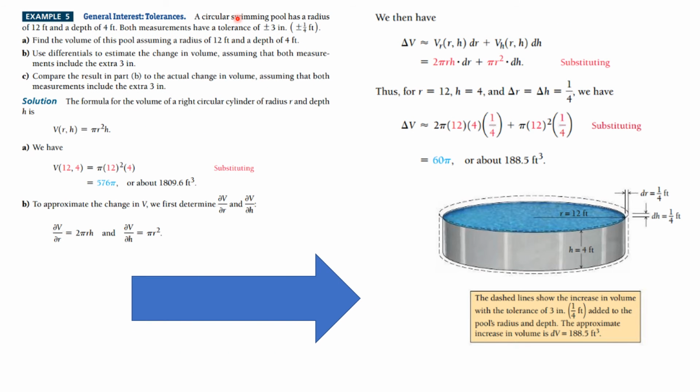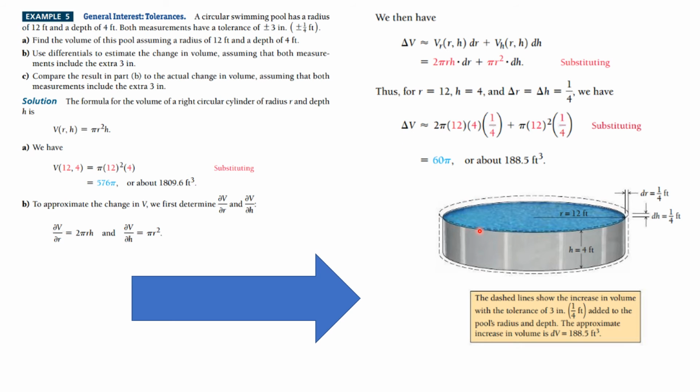Let's look at an example of that with tolerances. Suppose you have a circular swimming pool that has a radius of 12 feet and a depth of 4 feet. Over here you've got the radius is 12 feet and the depth is 4 feet. So we want to find the volume of it, assuming those measurements. Well, we have to know what the volume is here.